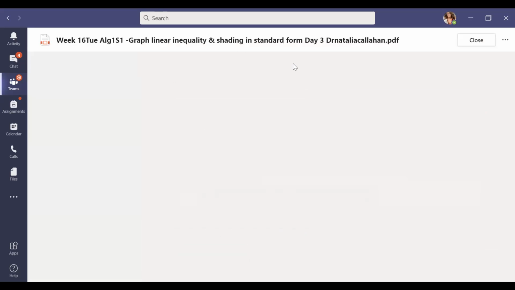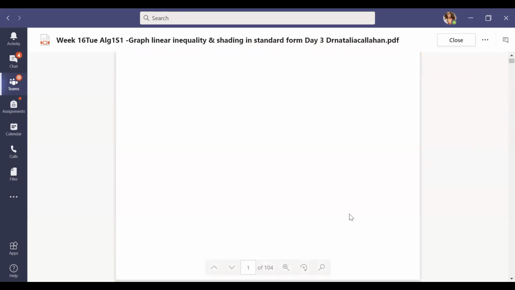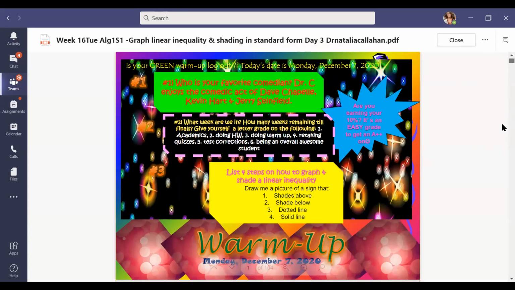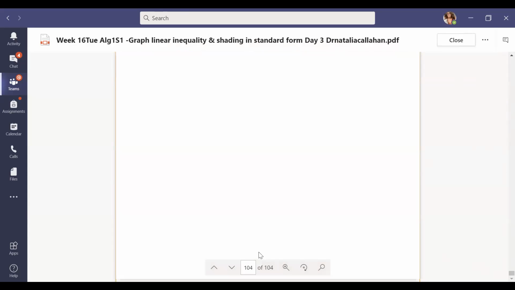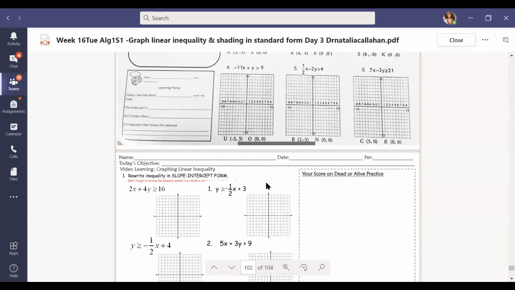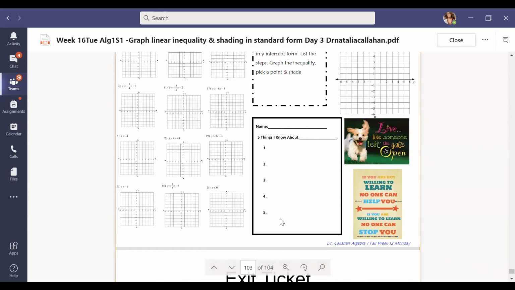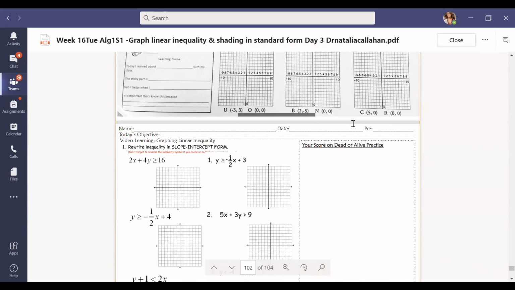So if you click on that, this is what you should see. You will have your warm-up along with all the pages of your guided notes for today. That's featured in this video. It's loading because it's literally 104 pages. Okay, so if you need the guided notes, scroll to the very bottom. This is your exit ticket, and then here are your guided notes that you can print out, 102, 101, and 103. So these are the things you need to print out.